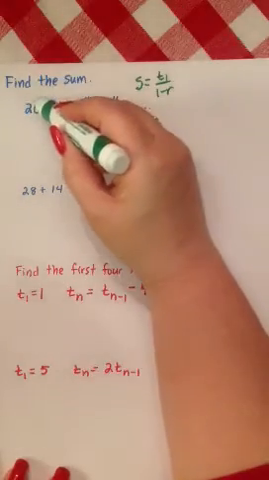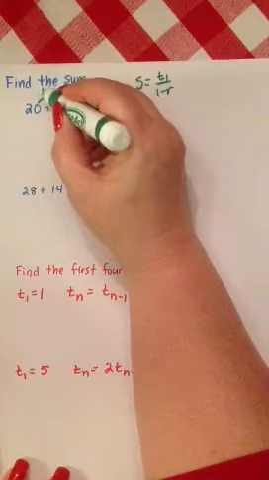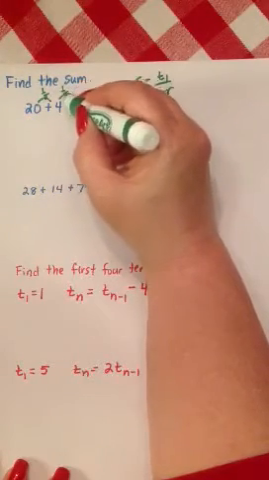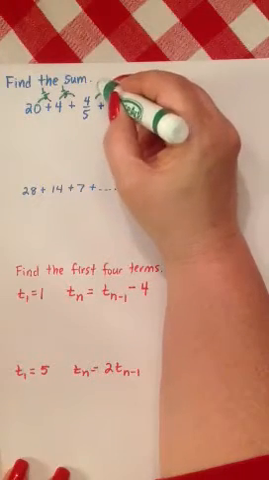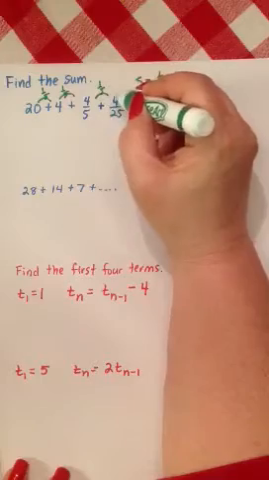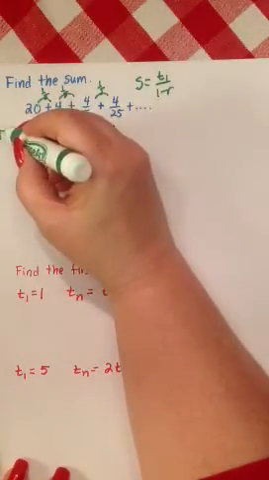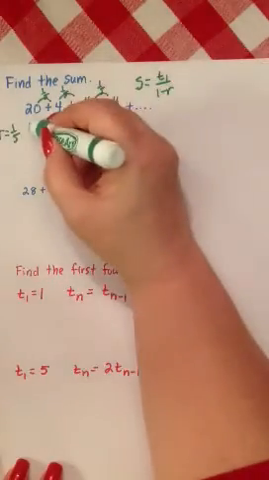So what do you have to multiply 20 by to get 4? Well, divide it by 5 or multiply by 1/5. And does that work to get from here to here? Yep, because 4 times 1/5 is 4/5. 4/5 times 1/5 would be 4 over 25, etc. So I know that r is equal to 1/5, and I know t sub 1 is equal to 20.